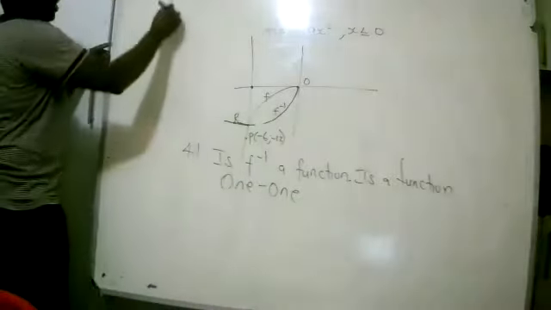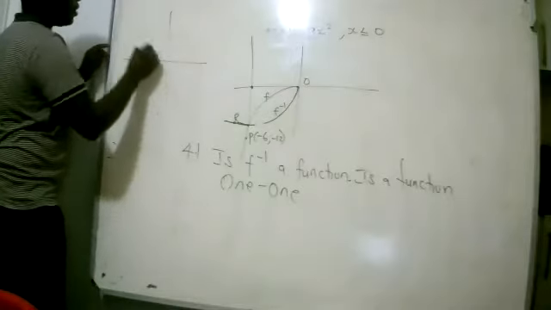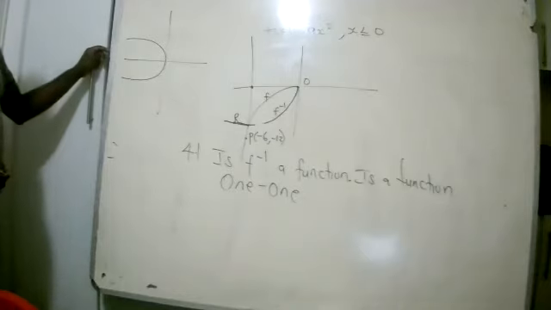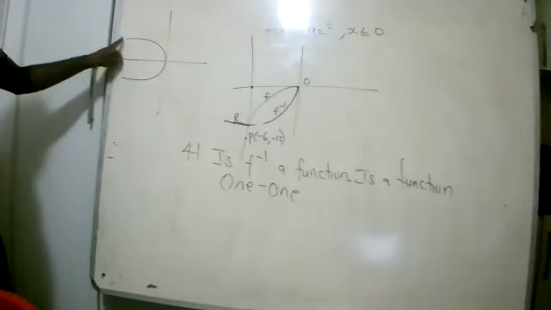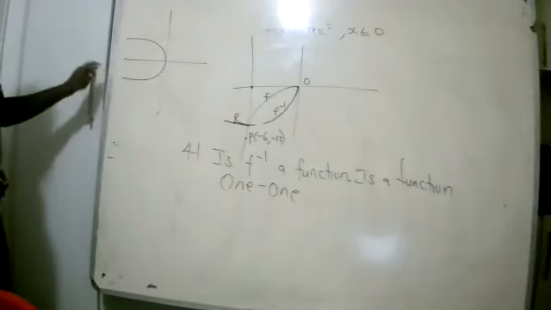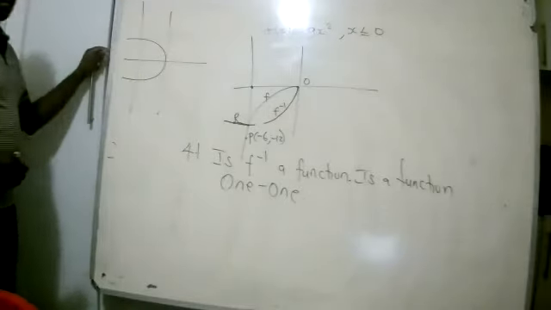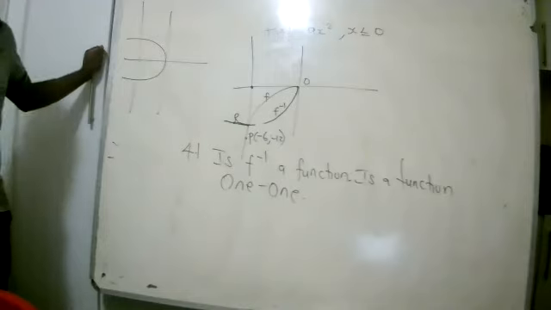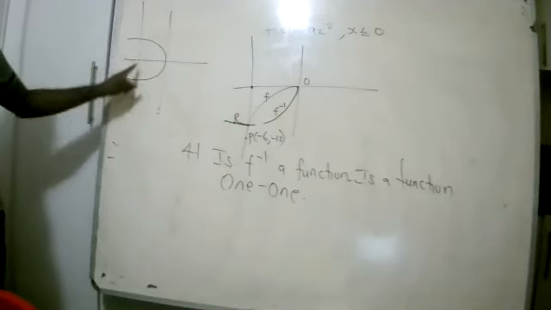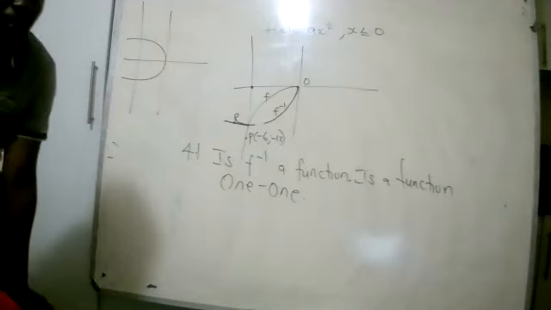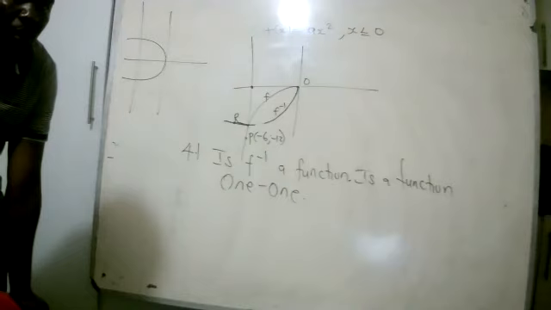Let me give a different graph which is not a function. You see a graph like this. If you have something like that, this is not a function. Why? Because if you draw a straight line like that, how many times does this line cut this graph? Two times.